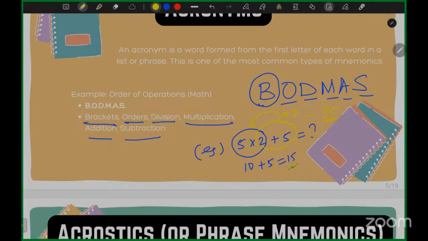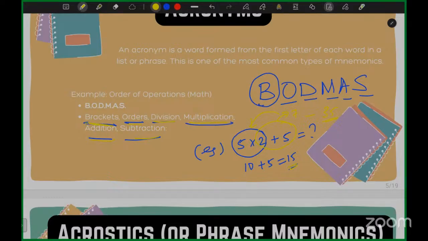According to mathematical theory, if you come across a question with a lot of mathematical operations like division, multiplication, brackets, and orders, meaning exponential powers, the first thing we need to focus on is brackets, then orders, then division, then multiplication, addition, and subtraction. As a student, he will not remember or learn these concepts by heart.